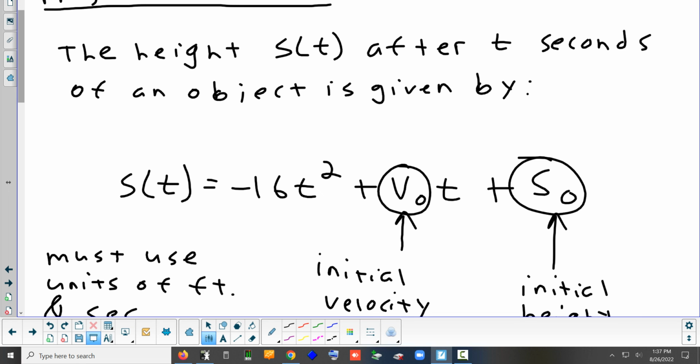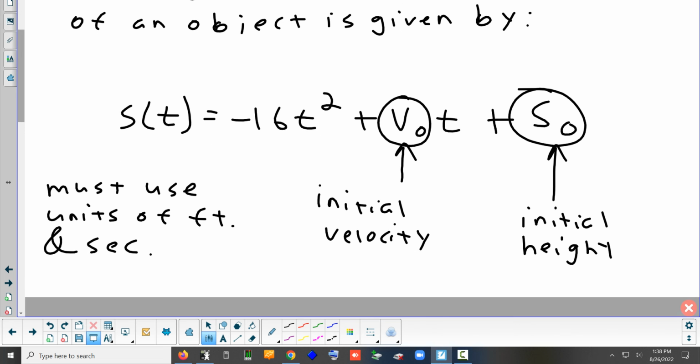The other thing they have to give you is the initial height. Did you shoot this cannon on the ground, or is this cannon up on a hill? If the cannon's up on a hill, then the object already has some height, and you're shooting it off the hill. But they have to tell you those two things.